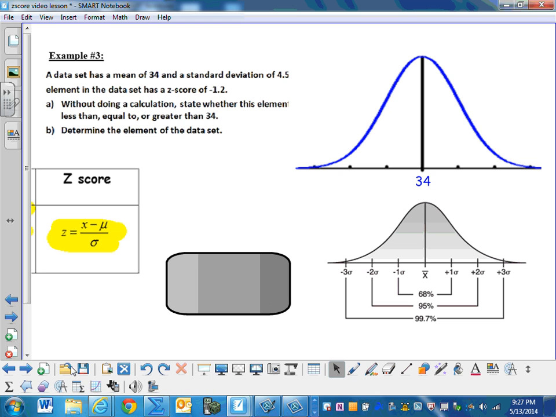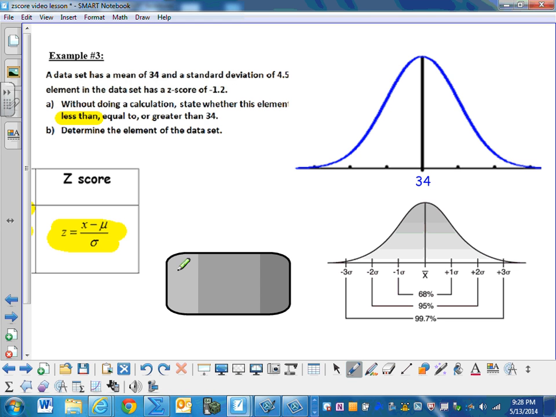Example 3. The data set has a mean of 34 and a standard deviation of 4.5. An element in the data set has a score of negative 1.2. Without doing a calculation, state whether the element is less than, equal to, or greater than 34. So 34 is our mean. It has a z-score of 0. The element we're looking for has a z-score of negative 1.2. So that's somewhere here, below the mean. So the element is less than 34.